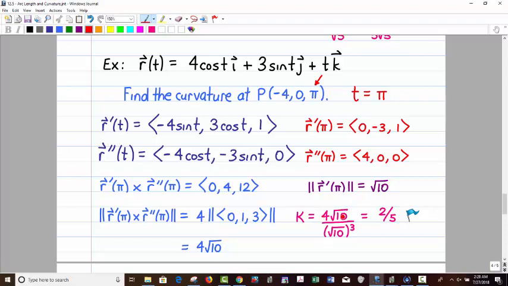So you have 4 times the square root of 10 divided by the square root of 10 cubed, which to me, that's a perfectly acceptable answer. But it does simplify to 2/5, because one of the square root of 10s would cancel with the square root of 10 on top. And then you would have 2 square root of 10s on the bottom multiplied together, which would make 10. So 4/10 would then reduce to 2/5.